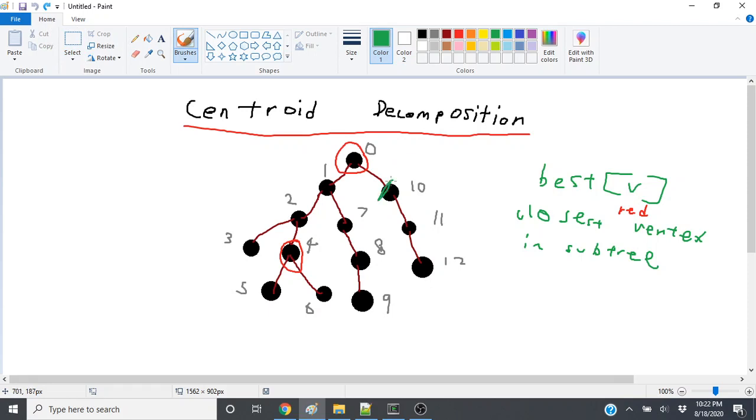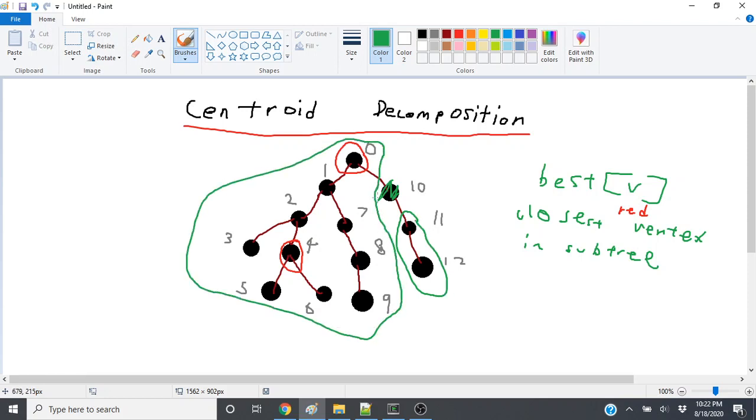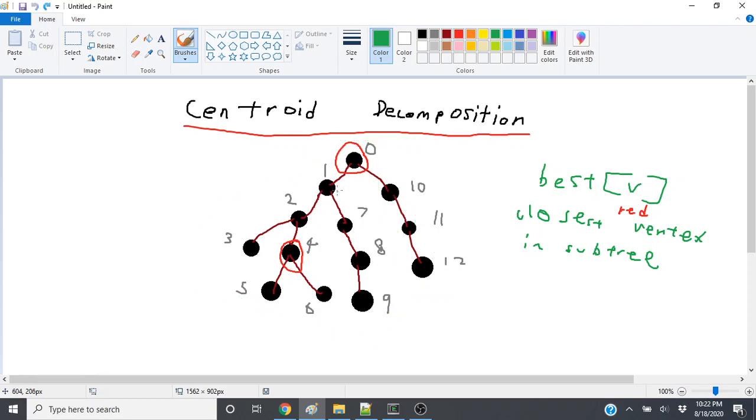Let's say I remove this from the tree. Now we have 2 separate subtrees. It doesn't necessarily have to be 2. For example, if we remove this one, we'll have 3. We remove a vertex and we look at the resulting subtrees.